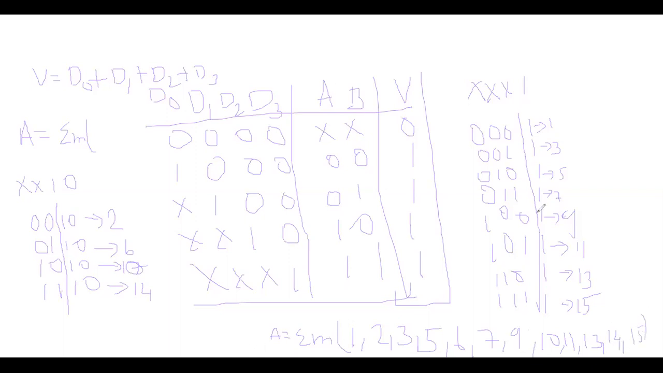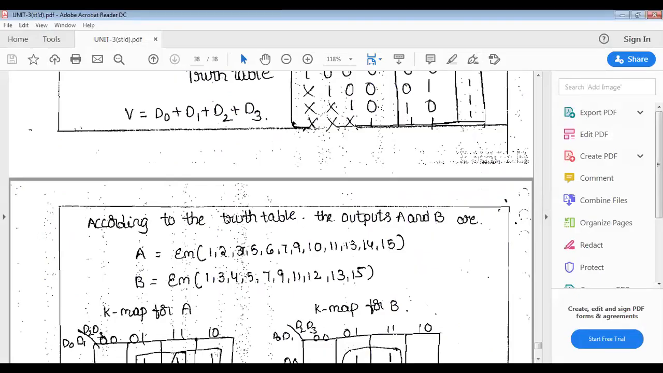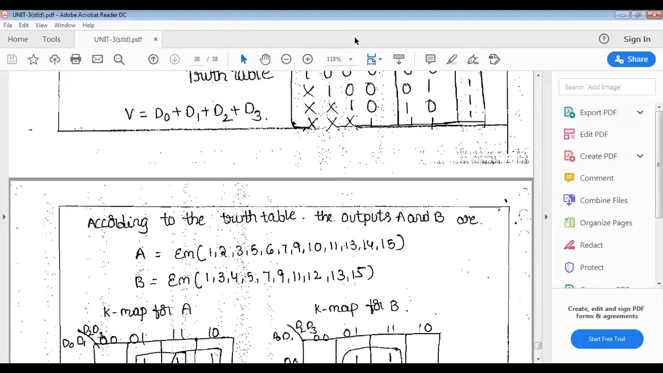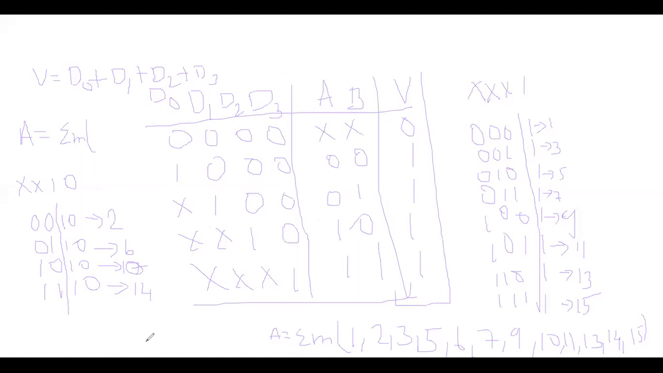To get it is a E. 1, 2, 3, 5, 6, 7. See whatever in the material is right or wrong. 1, 2, 3, 5, 6, 7, 9, 10, 11, 13, 14, and 15. Okay, whatever we are having, it is also right, my dear students. It is not wrong.